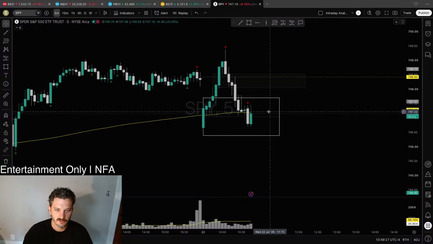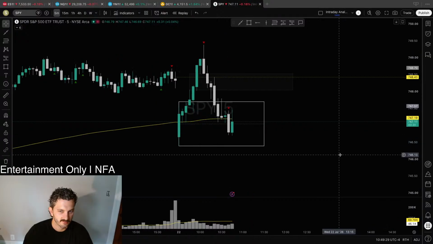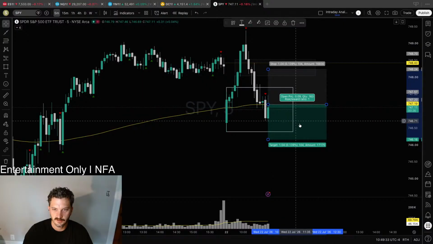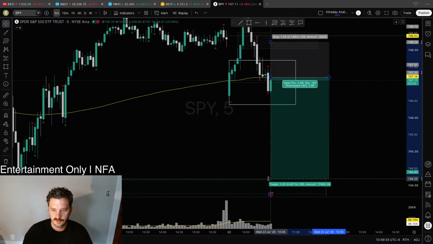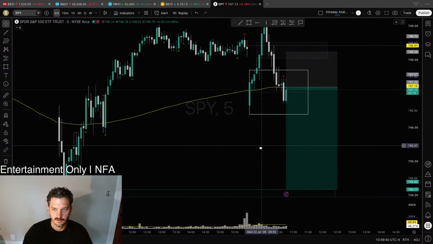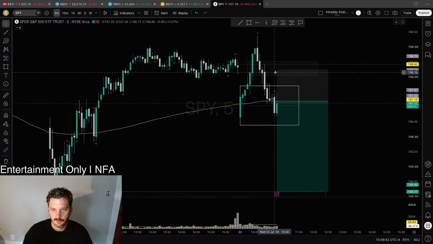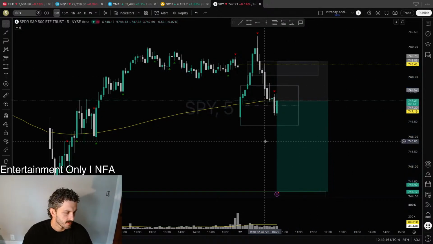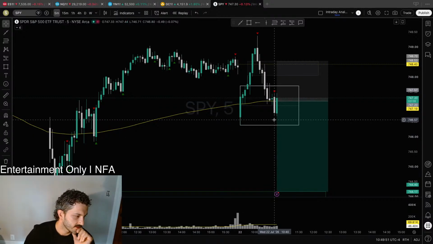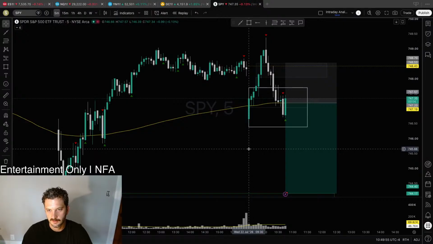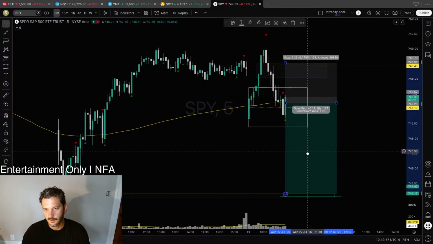SPY holding that 200 EMA though. This is nice so far. Once again, potential for this thing to go down to this gap over here from yesterday. Right here, this gap. I like how I can get in and out at a relatively specific price at the top. Agreed. Versus options where that is not really the case. And then it can get frustrating. Okay.